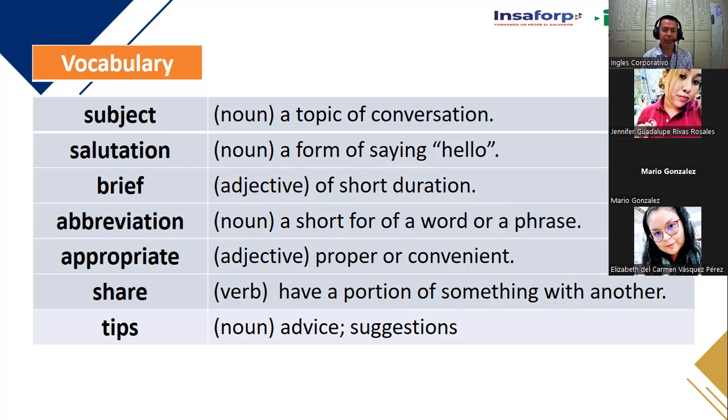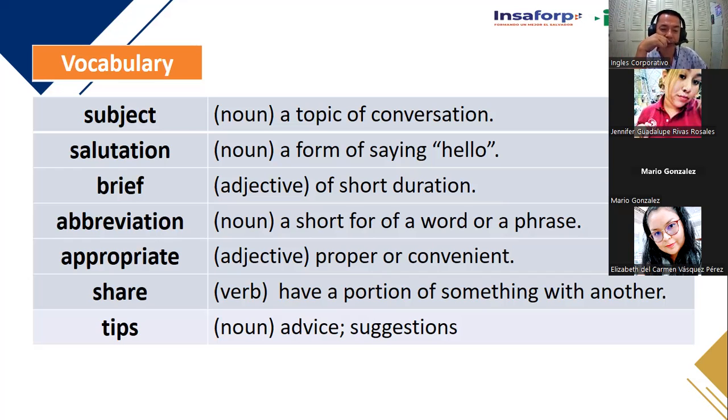Salutation. A salutation is saying hello, right? Like Elisa said, that she said, good morning, have a good day. That's a salutation, right? Brief. If you're brief, you are short, right? You're not extensive. Okay, class, I will read Genesis in the Bible. In the beginning, God created the world, and then, no, come on, no.